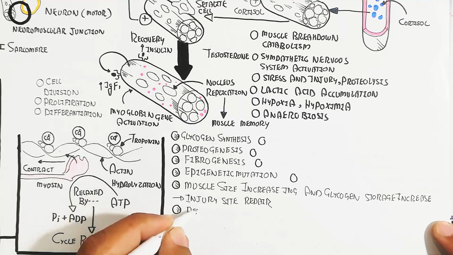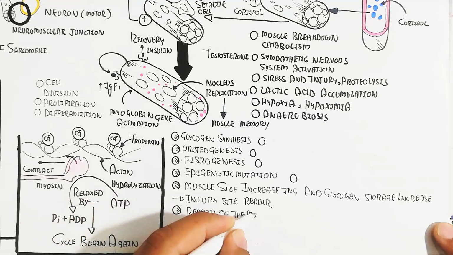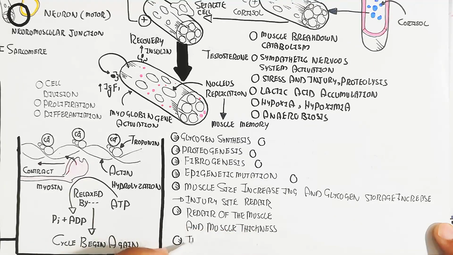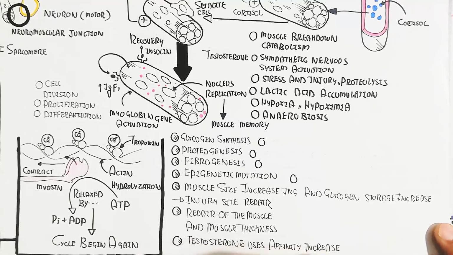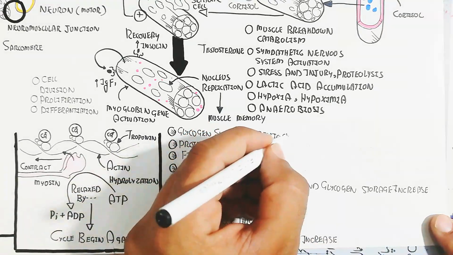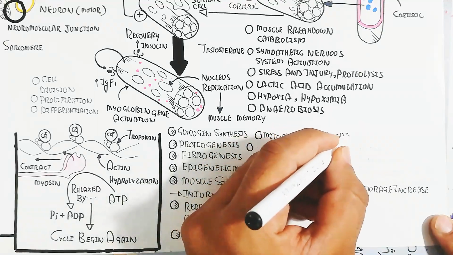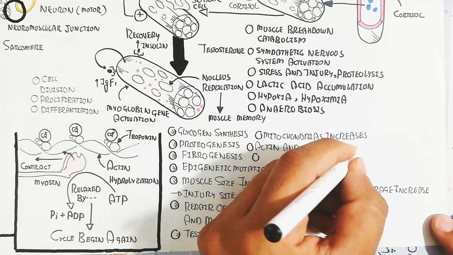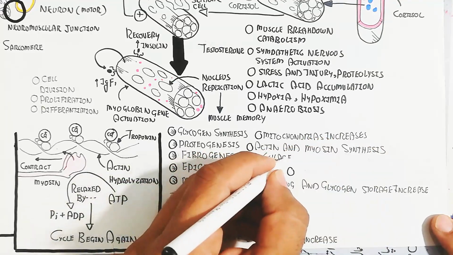Injury site repair is the repair of the muscle and muscle thickness, with testosterone use and affinity increase. In this way, the production of testosterone will be increased because the requirement for repair of the muscle is very important. That is why testosterone will boost more whenever you train the bigger muscles.